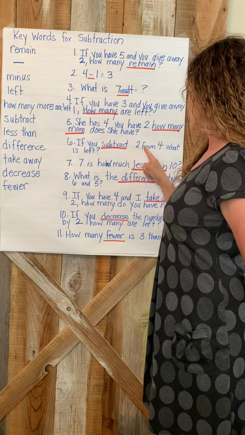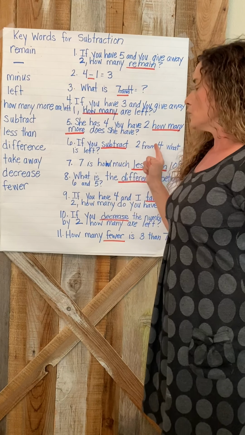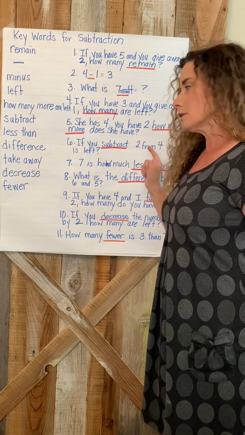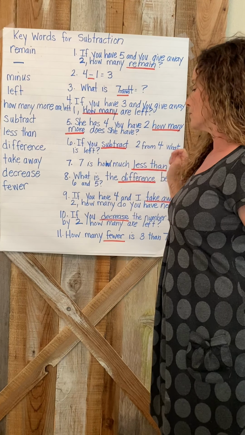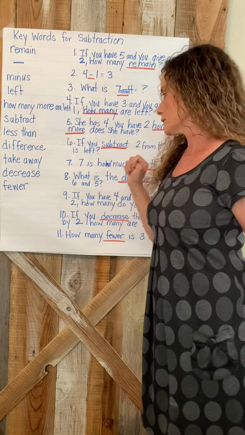If you subtract 2 from 4, what is left? You always put the big number first. 4, take away 2, just like up here. Subtracting 2 from 4 means you have 2 left.